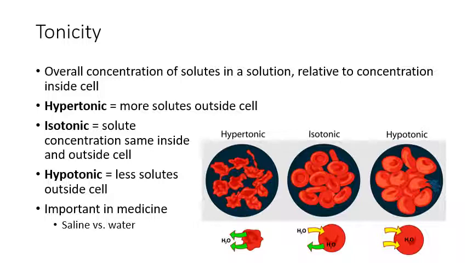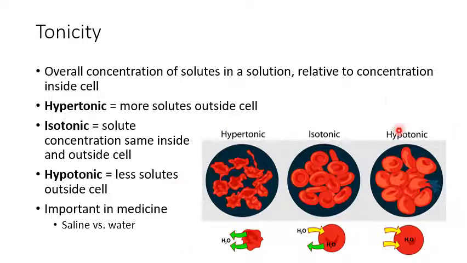If you have a hypertonic environment and there's more solutes outside the cell, since water always follows the solutes, it is going to leave the cell and go to the outside of the cell where you have the more solutes at. If you have a hypotonic solution and there's less solutes outside the cell, then water is going to be following the solutes, so it's going to be entering the cell to where you have more solutes.